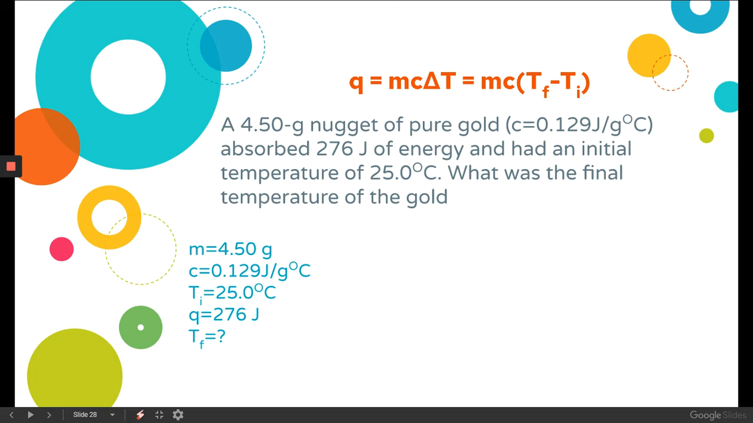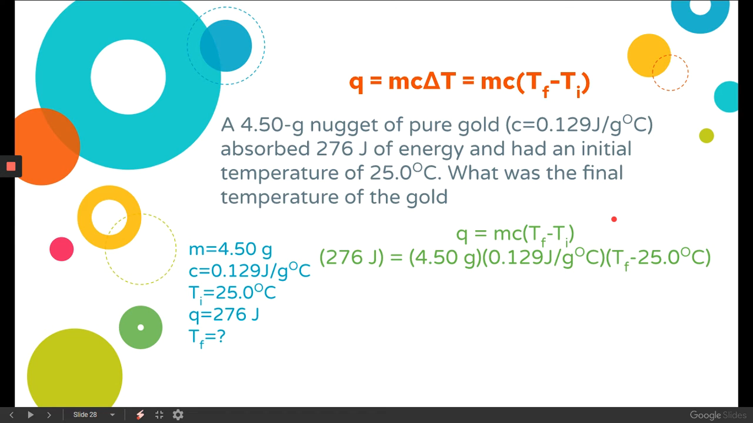We know we're going to be using our Q equals mc delta T equation. We're going to use the second form, where we actually separate out our final and initial temperatures. So we're going to start by writing it as seen here in green. Our next step is to plug in our information. So in this next green line, I have just taken the numbers from our known information and plugged them in their appropriate places in our equation.